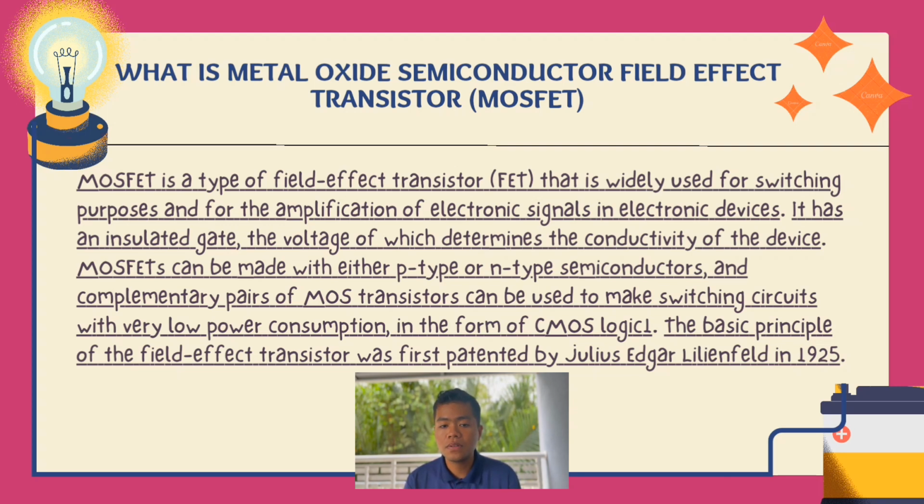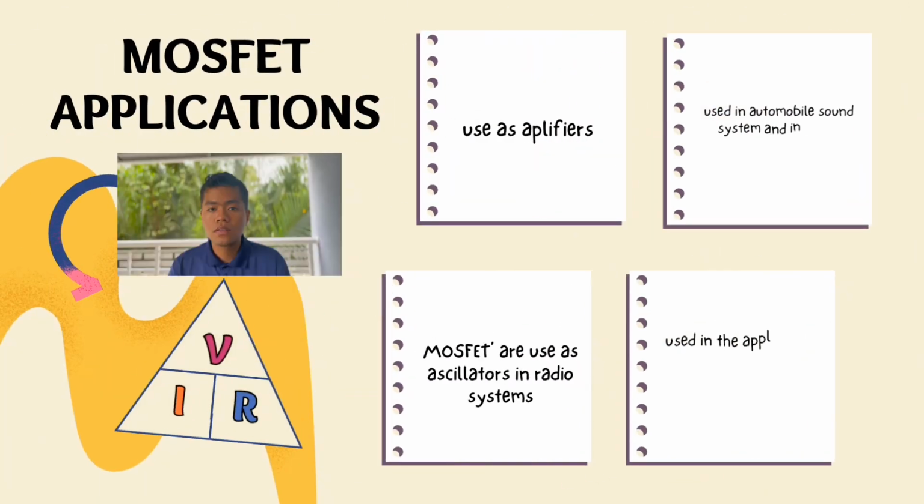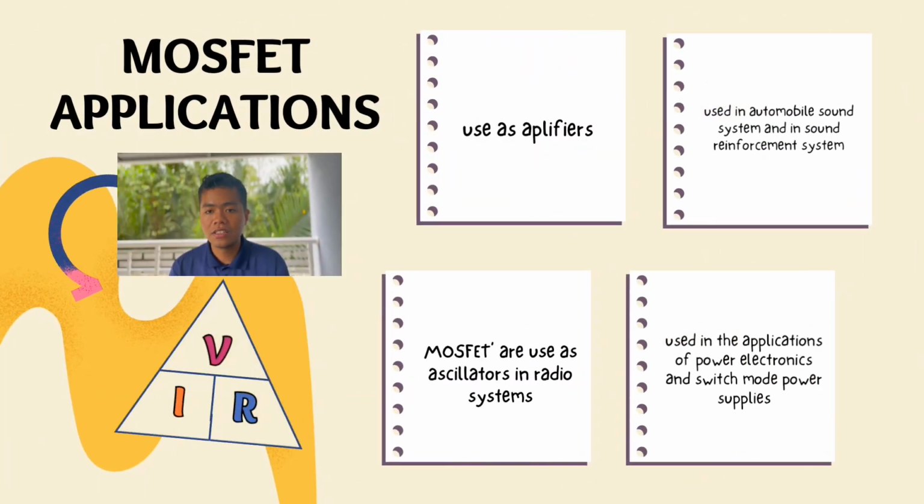The basic principle of the field effect transistor was first patented by Julius Edgar Lilienfeld in 1925. MOSFET application: MOSFET can be used as amplifiers, and it can also be used in automobile sound systems and in sound reinforcement systems. MOSFETs are used as oscillators in radio systems, and lastly, they can also be used in the application of power electronics and switch mode power supplies.